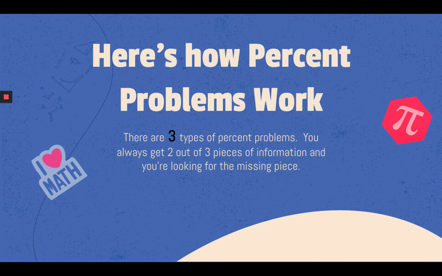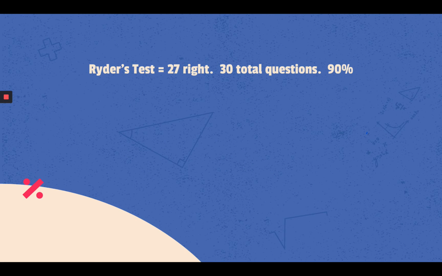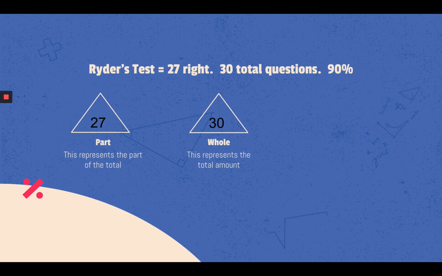So as I told you guys last time, there are 3 types of percent problems. You always get 2 out of 3 pieces of information, and you're looking for the missing piece. So we had this example that I told you I'd keep coming back to, where Ryder had a test. He had 27 questions right, 30 total questions, and he got 90%. 27 was the part. 30 is the total amount. And 90 was the percent.